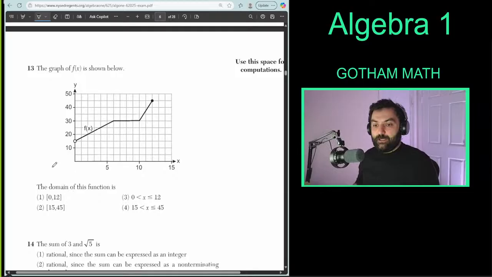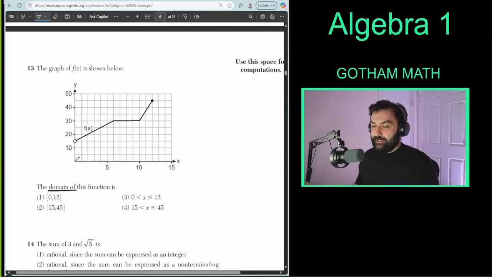The domain of this function is... domain. What is domain? Domain is how far on the left it starts, if I'm putting it in simple words, remember that. Domain is how far on the left it starts and how far on the right it ends. You know what I mean? How far on the left it starts?